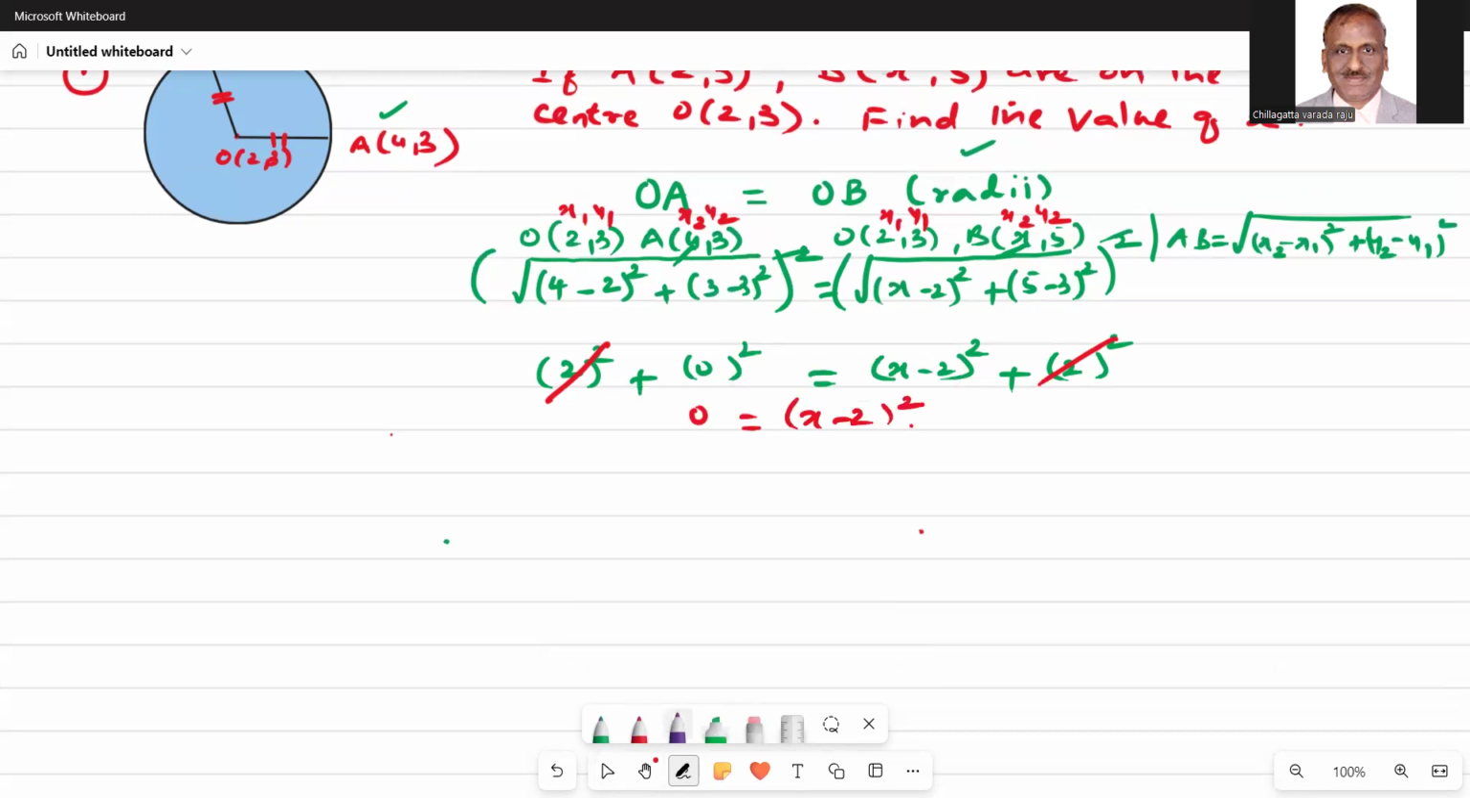Take the square root on both sides. What is the square root of 0? It is 0. Square and root cancel, so x minus 2 is plus or minus 0. Either plus 0 or minus 0, both are the same. So x minus 2 is equal to 0. That means x is equal to 2. So the value of x is equal to 2.